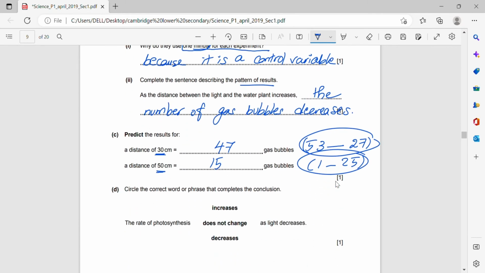طيب circle the correct word or phrase that completes the conclusion. The rate of photosynthesis increase ولا doesn't change ولا decrease as light decreases. احنا قلنا هنا الفوتوسينثيسيس بتعتمد على اللايت. طب لما اللايت يحصل له decrease يبقى الفوتوسينثيسيس هيحصل لها ايه decrease.